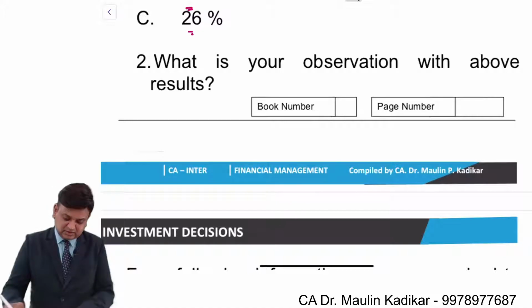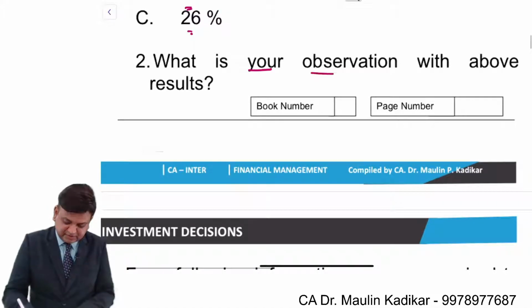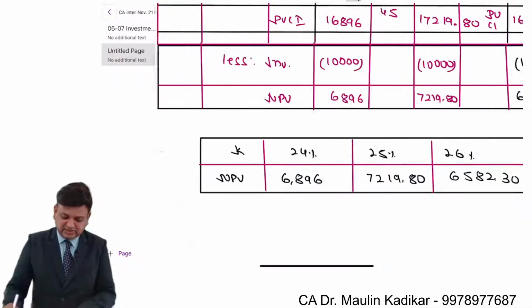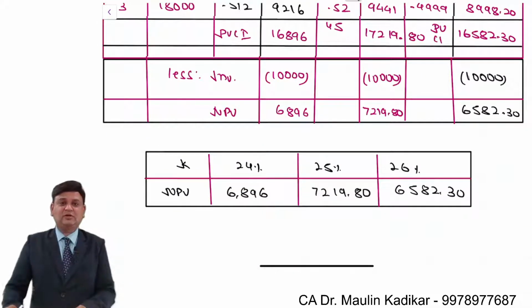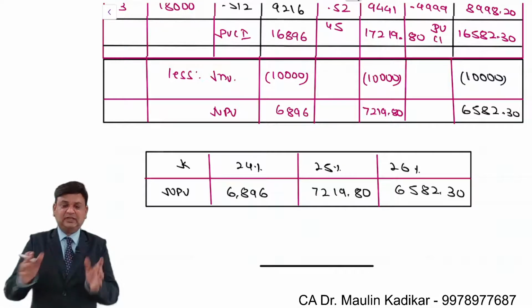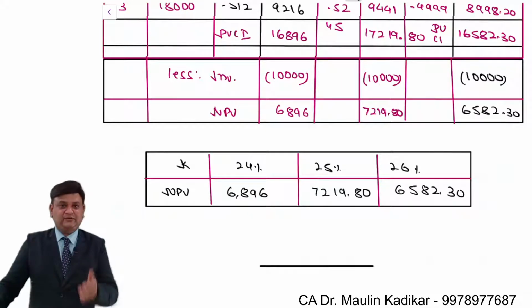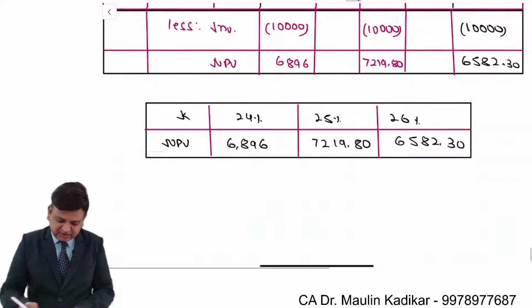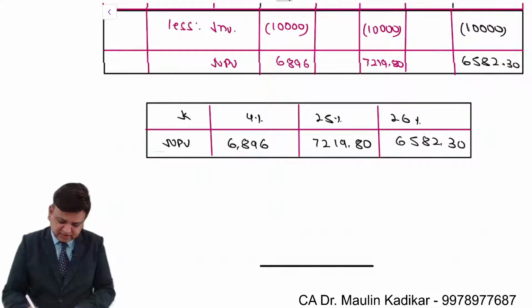Second part of the question: what is your observation with the above results? So the question asks what kind of conclusion you can draw with the working that we have done. I want somebody of you to tell me the answer. There is a mistake on my end. This is 25% and this is 24%.